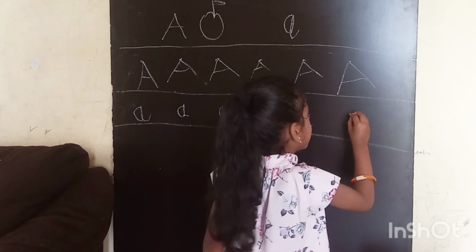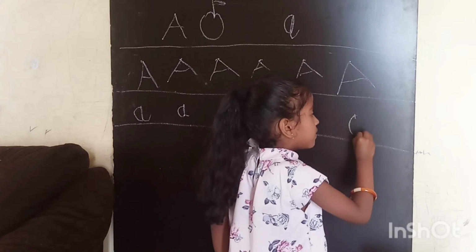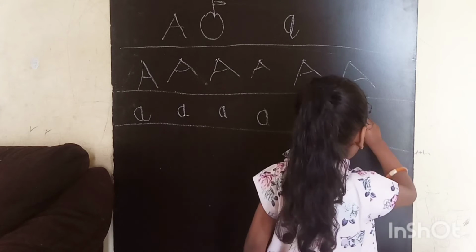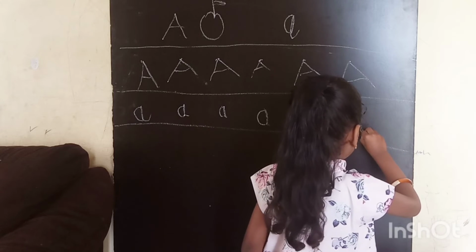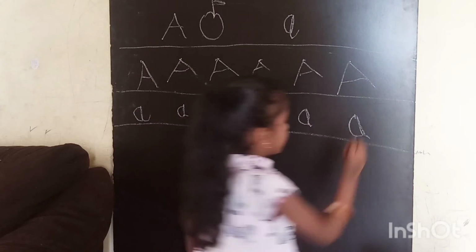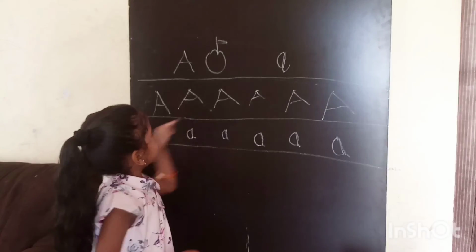Down, down. C curve, go up and come down. This is capital A, this is small a.